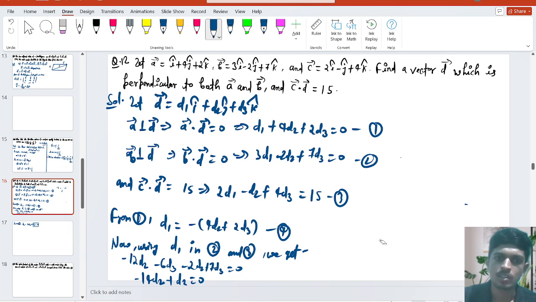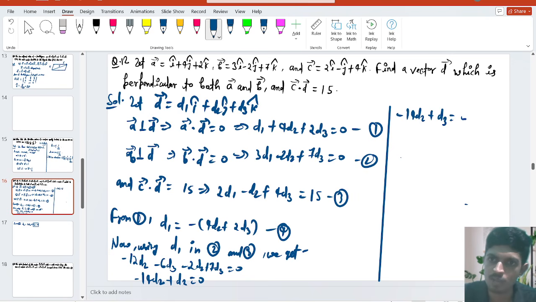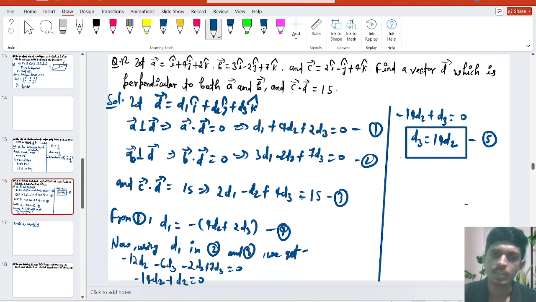Okay, and you get what? This is D3. So putting this here, this is minus 14 D2 plus D3 is equal to 0. Here this is D3. I hope it is clear to you. So D3 is equal to 14 D2. Okay, so call this equation number 5.